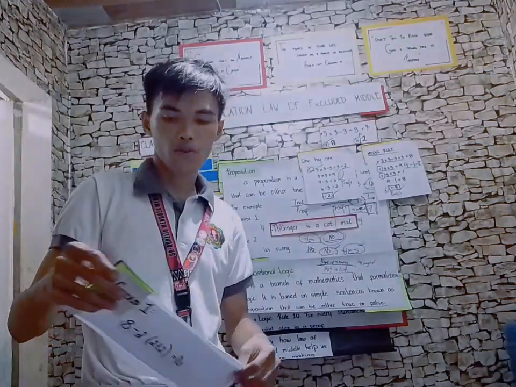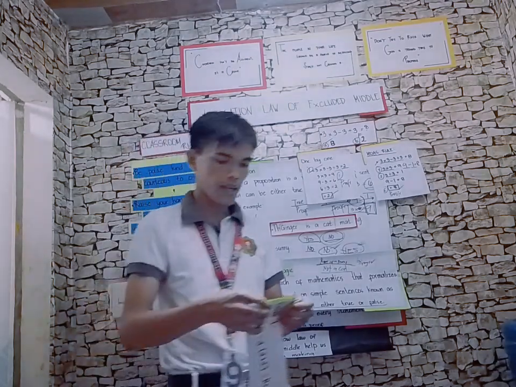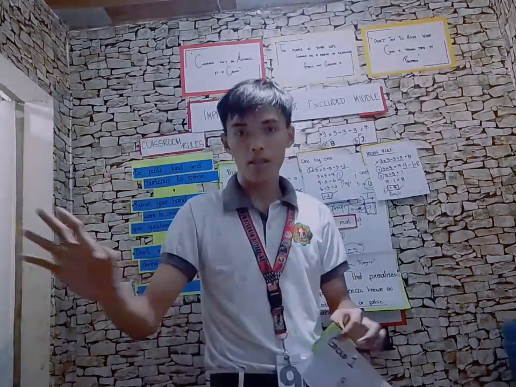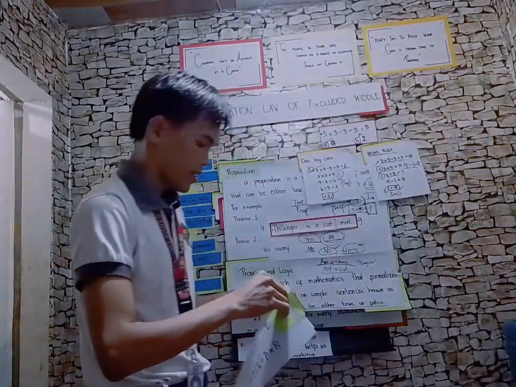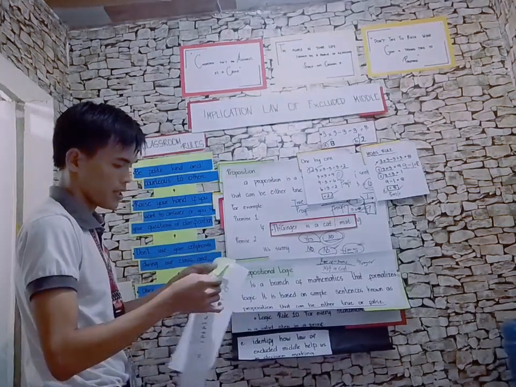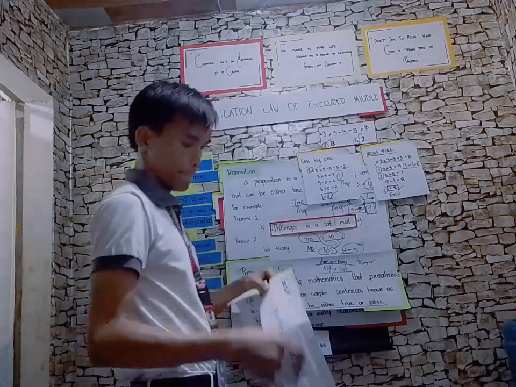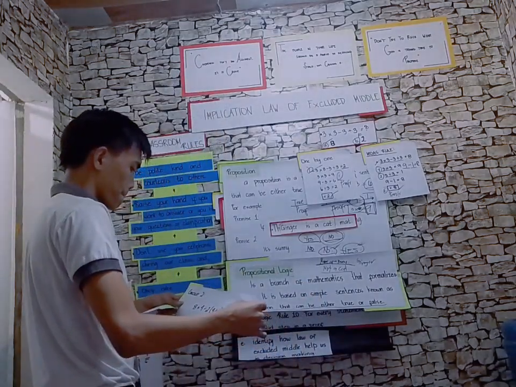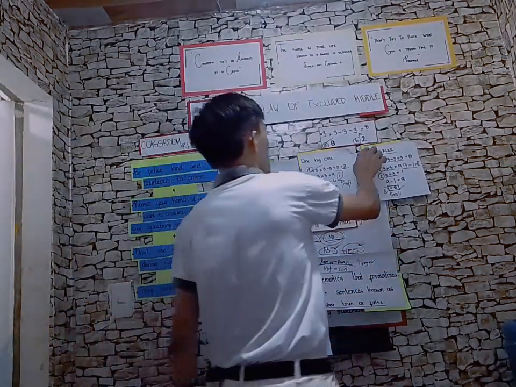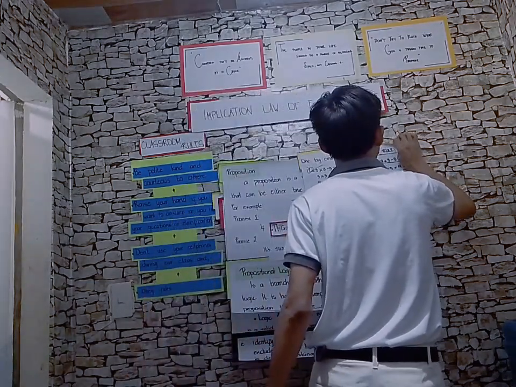Count 1 after 2. Okay. Now go to your respective groups. Group 1 will be here and group 2 will be here. Okay. So it is a kind of situational problems.